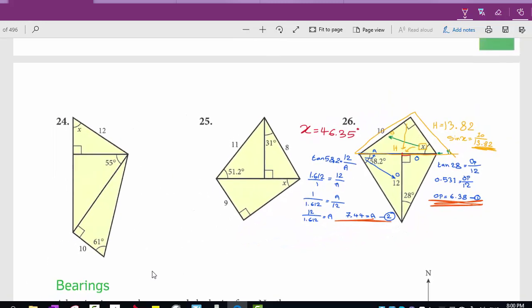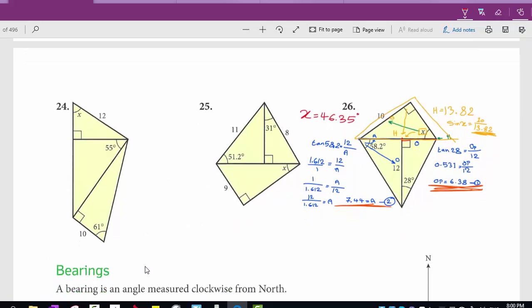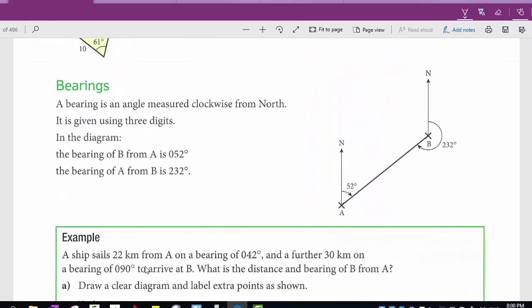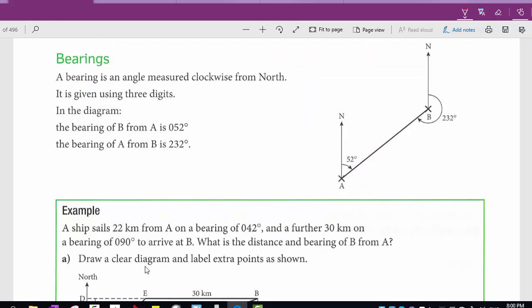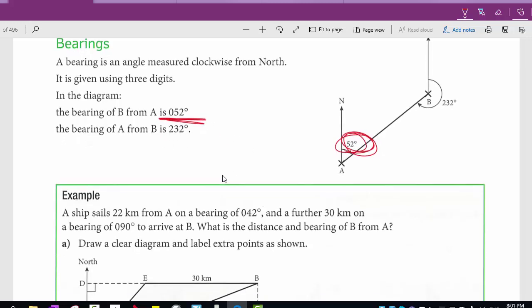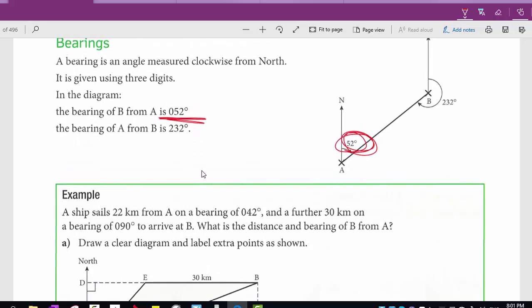I like this question. Bearings are always clockwise, and we always use 3 digits to represent them. For example, this 52 degrees angle, as a bearing, should be written as 052. This is a bearing, that's why. And bearing is always clockwise.